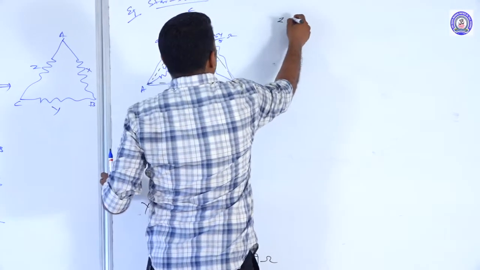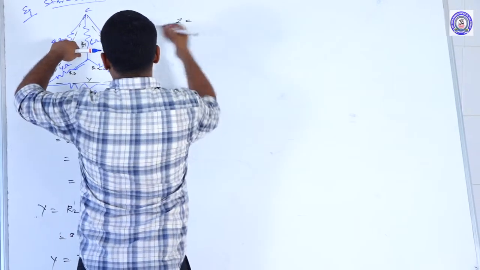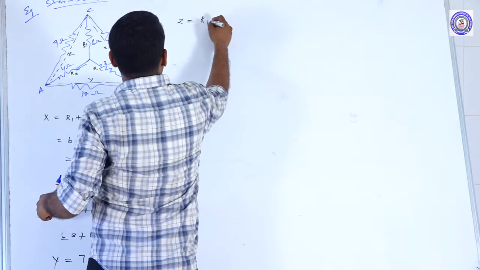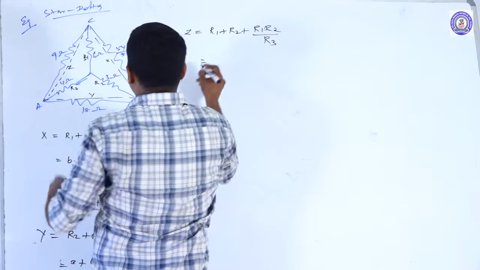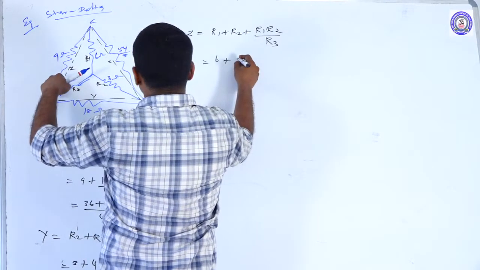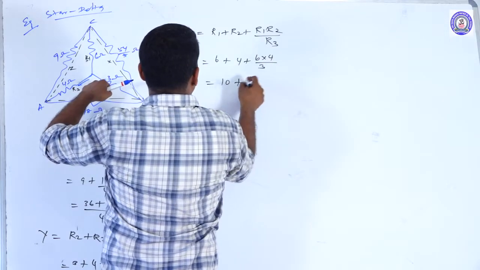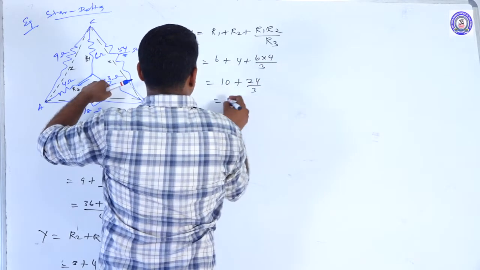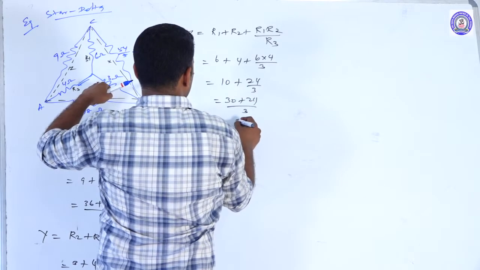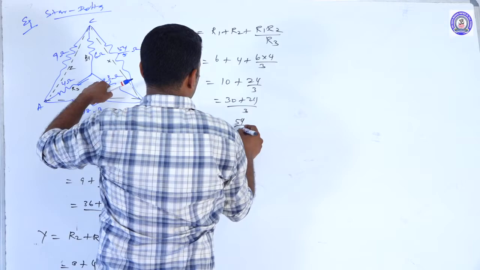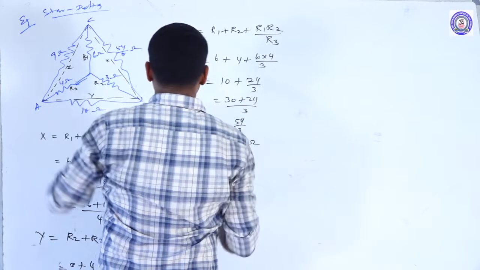And what about the value of Z? To find out Z, the resistances on the other sides of the triangle are R1 and R2, plus R1 R2 divided by R3. R1 is 6 ohm, R2 is 4 ohm, plus 6 into 4 divided by 3. So 10 plus 24 divided by 3, 30 plus 24 by 3, which is 54 by 3, 18 ohm. So Z is 18 ohm.